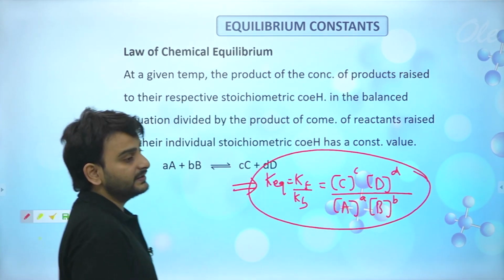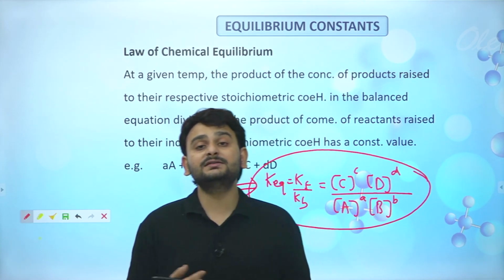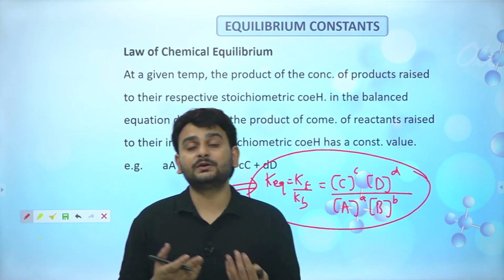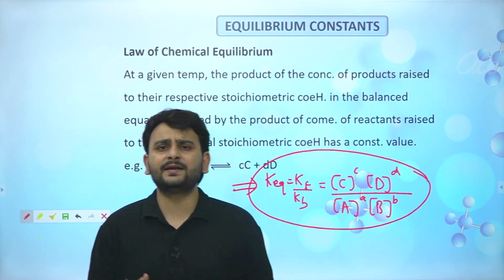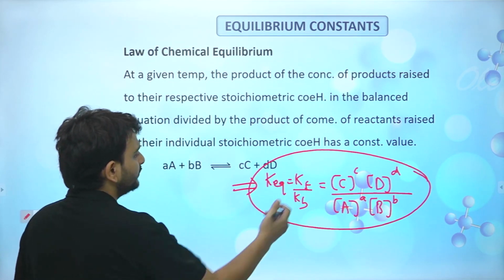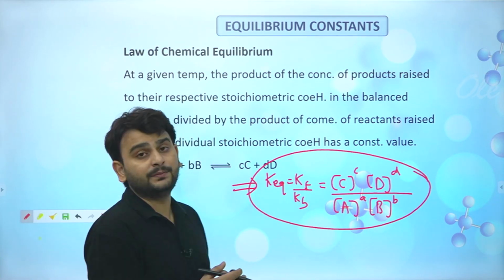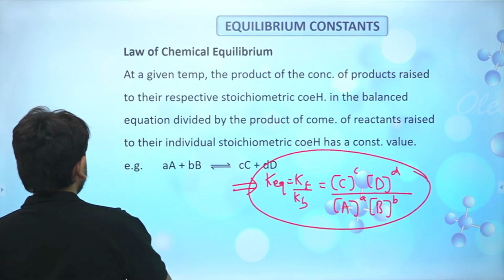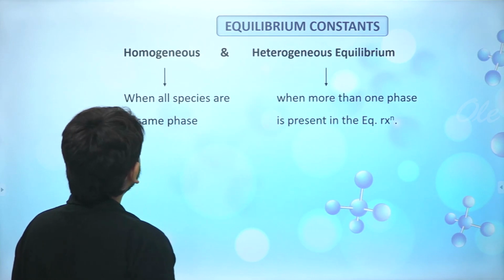Equilibrium is attained when the rate of forward reaction is equal to the rate of backward reaction. I'm repeating again and again so that you can internalize it. K forward by K backward, the K equilibrium will come out to be equal to this. We've derived this also. All right, I'll move on.